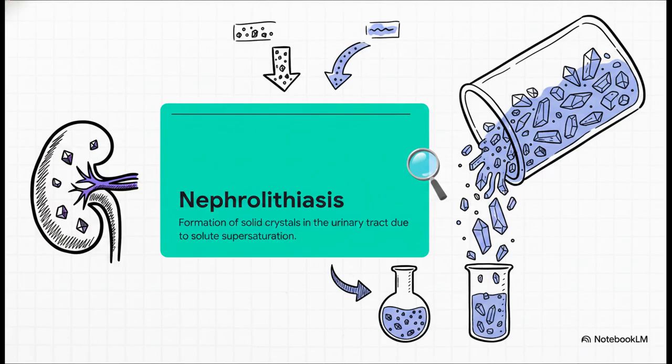So let's start with a nice, clean definition. Nephrolithiasis is simply the formation of solid crystals or stones within the urinary tract. And it all starts with a really simple, fundamental imbalance: the supersaturation of solutes in the urine. Basically, way too much solid and not nearly enough liquid.